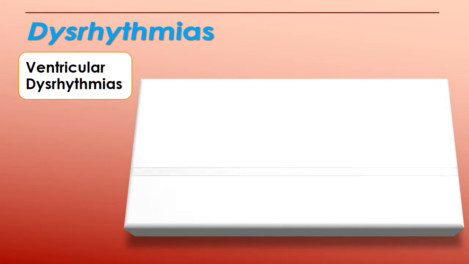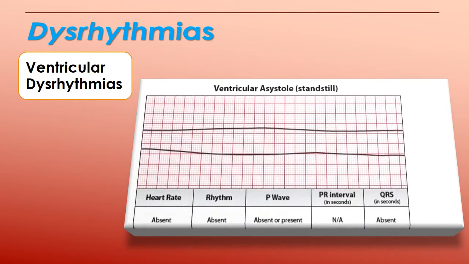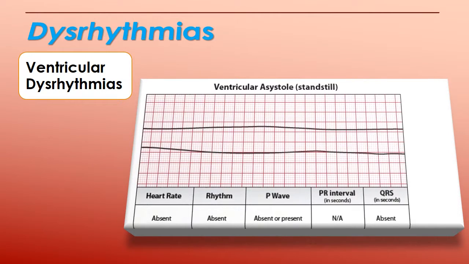The next rhythm I want to talk about is ventricular asystole or standstill. It's also called a ventricular standstill. There's no ventricular rhythm. There's no electrical impulses to the ventricles. There's no QRS. There's no contraction. There's no quivering. There's no cardiac output. There's no pulse. There's no respirations, and there's no blood pressure in this patient. This is full cardiac arrest, guys.